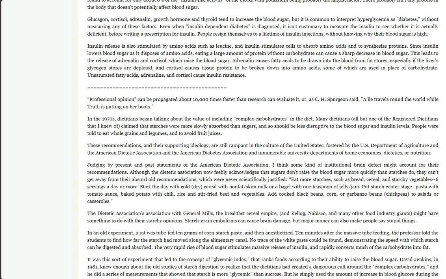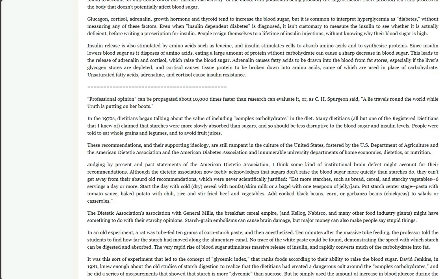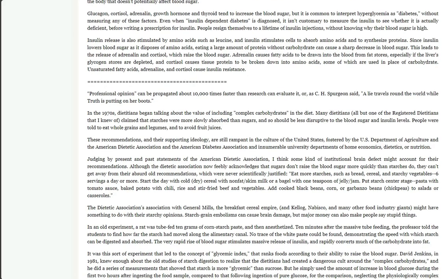Even when so-called insulin-dependent diabetes is diagnosed, it isn't customary to measure the insulin to see whether it is actually deficient before writing a prescription for insulin. People resign themselves to a lifetime of insulin injections without knowing why their blood sugar is high.